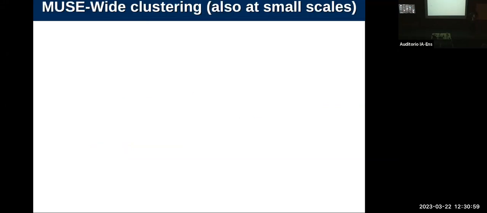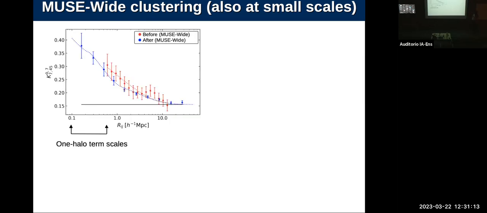So first of all, because HODs care about the small and the large scale in different ways, the first thing I have to do is make the clustering measurements also covering the small scales. Just for you to see the difference, in red, I show you the previous clustering signal that we were measuring, only keeping it at large scales, because there we were just applying a power law fit.